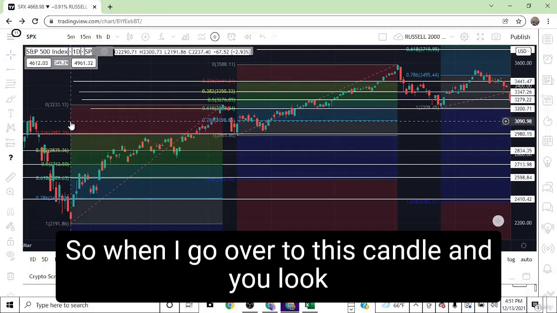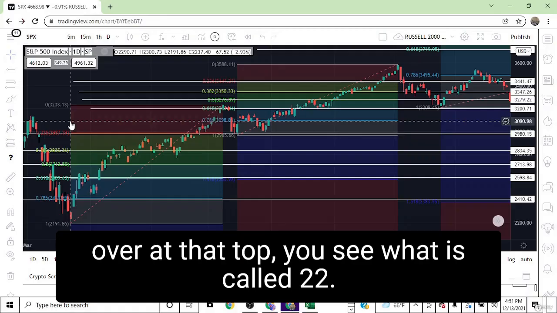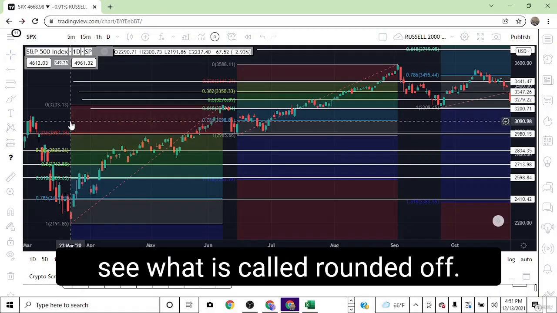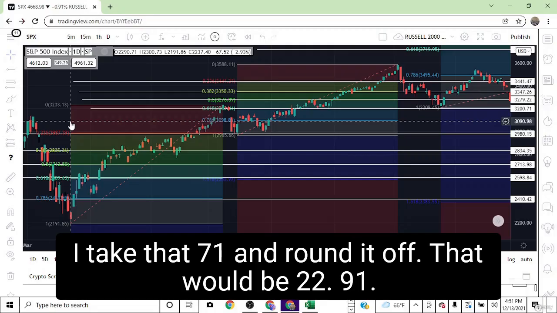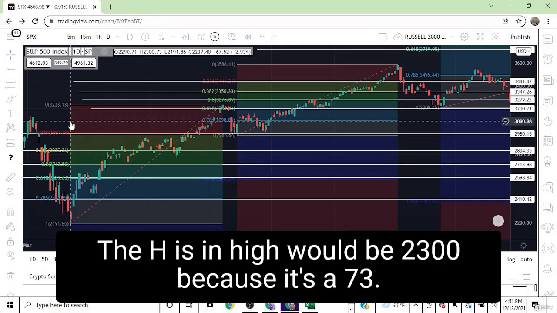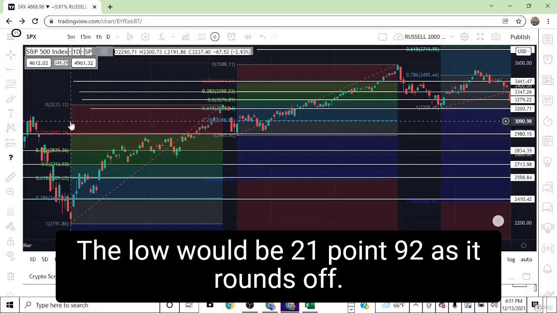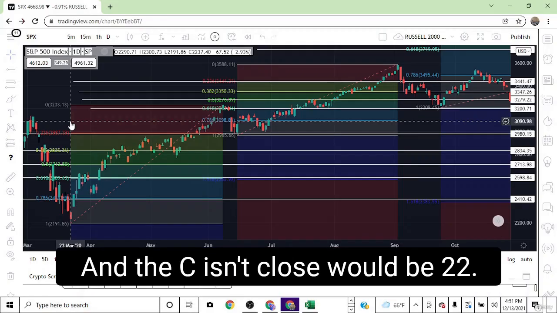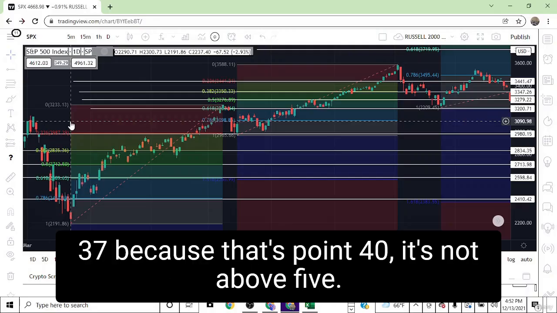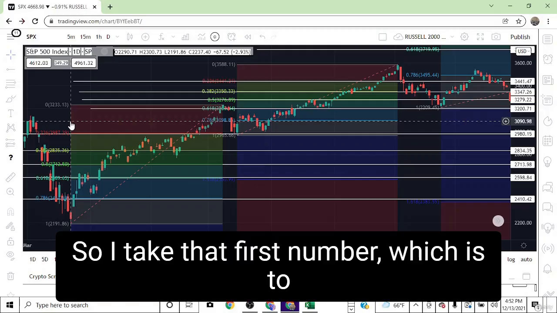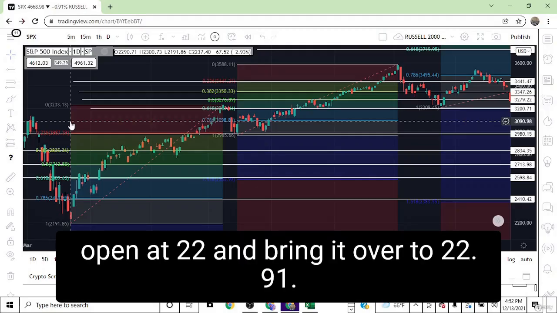When I go over to this candle and look at the top, you see 2290.71 on the opening. I round it off: I take that 71 and round it to 2291. The high would be 2300 because it's a 73, so I would round it off to 2301. The low would be 2290, 2292 as it rounds off, and the close would be 2237 because that's 0.40. It's not above 5, so I'm not going to round it off. So I take that first number, the open, and bring it over to 2291.